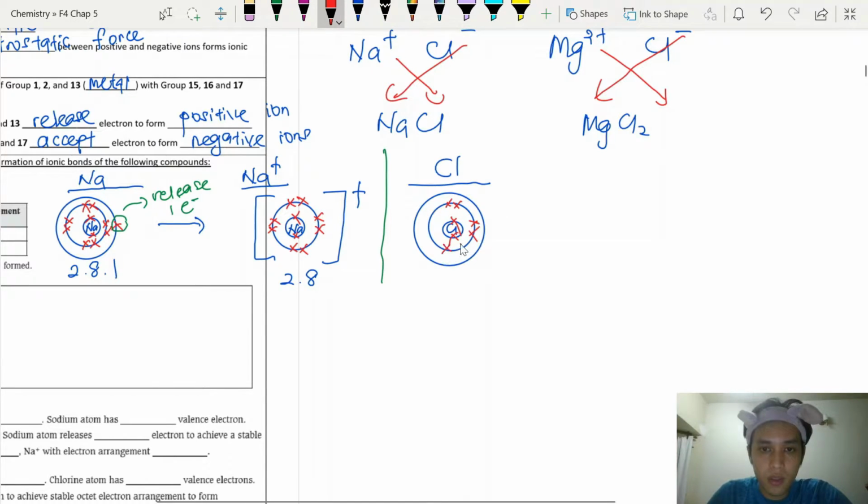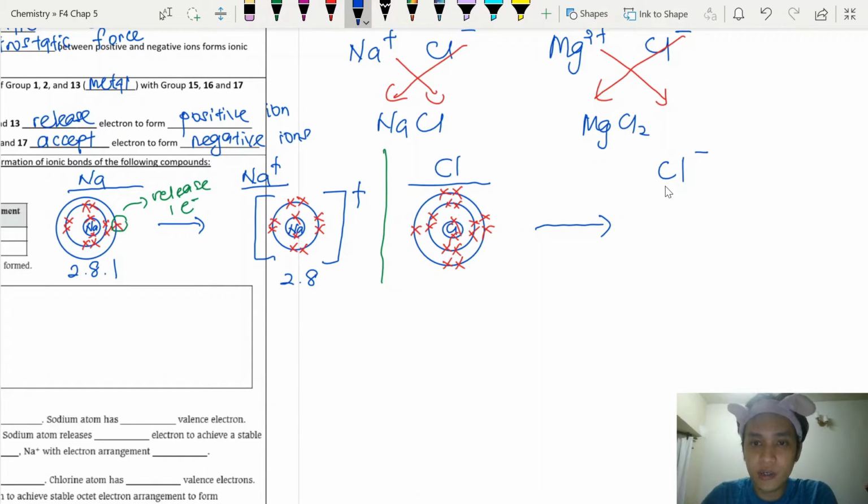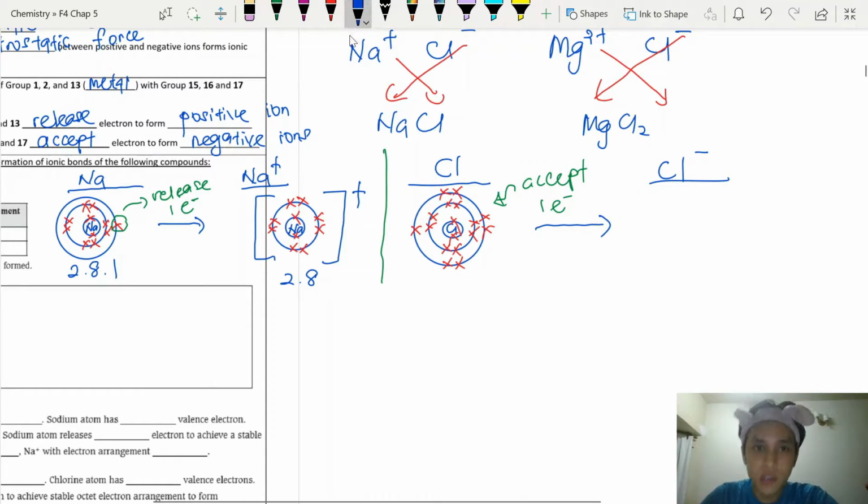Okay, 8, then 7, 2, 3, 4, 6, 7. Okay, now in the case of chlorine, they are going to form chloride ions, Cl negative, by accepting 1 electron. So technically, the chlorine atom is going to accept 1 electron to achieve stable octet electron arrangement.